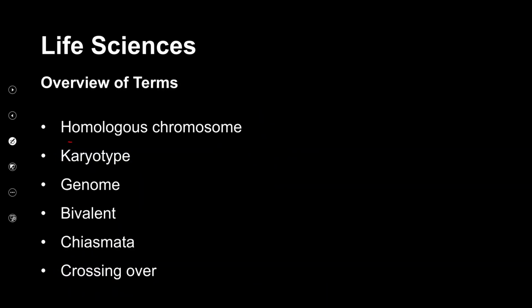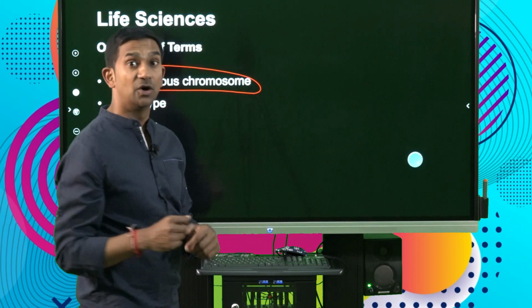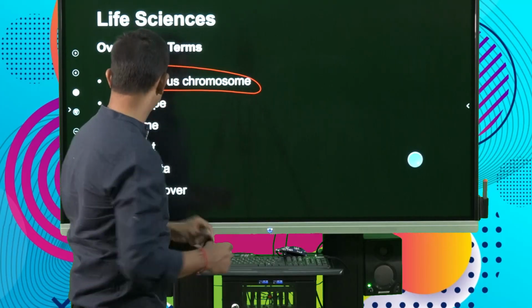The concept of homologous chromosomes, as I've just mentioned, are chromosomes that are similar in shape, size, and having genes at the same locus, and locus is the position of a gene on a chromosome.